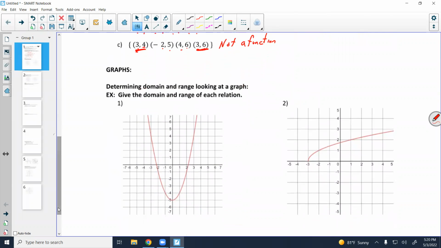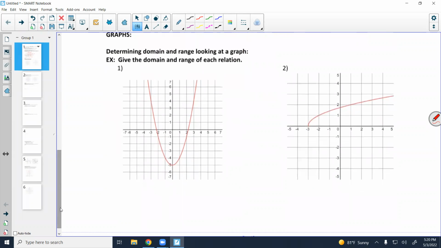So determining the domain and range looking at a graph. So remember, domain is the x values, range is the y values. Now, it took me a long time to realize there's an easy way to remember that. Alphabetically, domain comes before range. Alphabetically, x comes before y. So looking at this, keeping in mind that this goes on and on forever. This goes on and on forever.